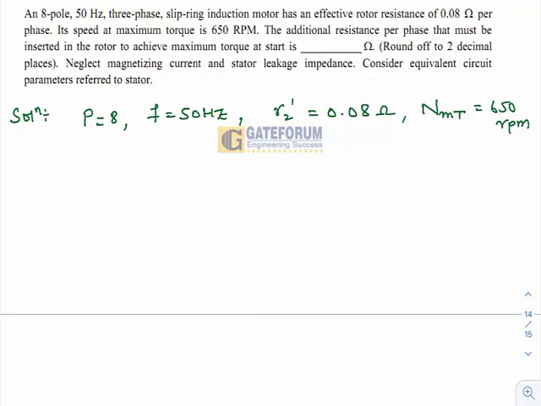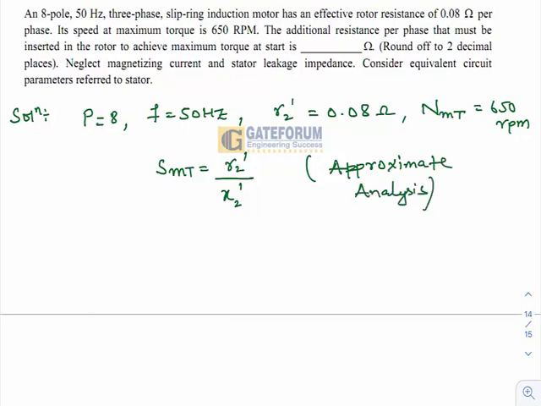So they have already given that you need to neglect the magnetizing current and the stator leakage impedance. Okay. So if the magnetizing branch is neglected and the stator leakage impedance, that is stator resistance and stator leakage reactance, is neglected, in that case we go for the approximate analysis, and in that case we write Sm, the slip for maximum torque, as R2 dash by X2 dash. This is the slip at maximum torque in the approximate analysis condition.